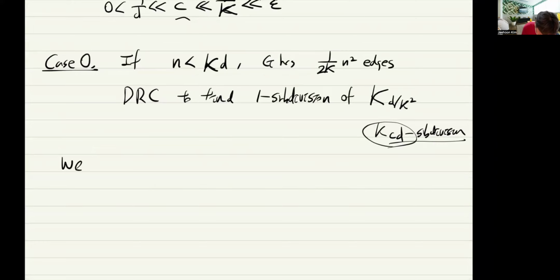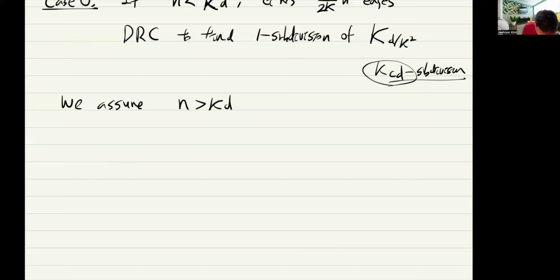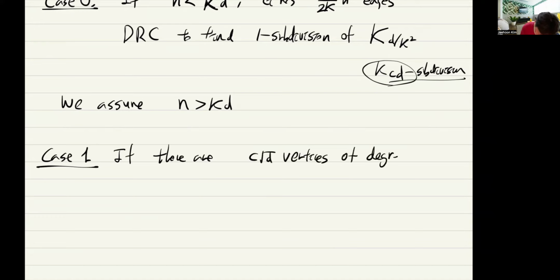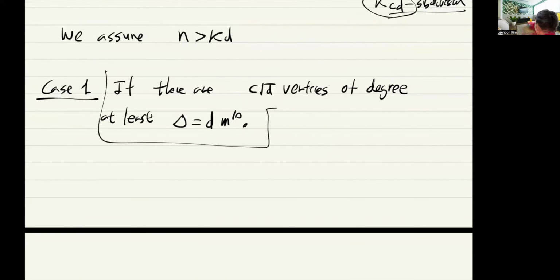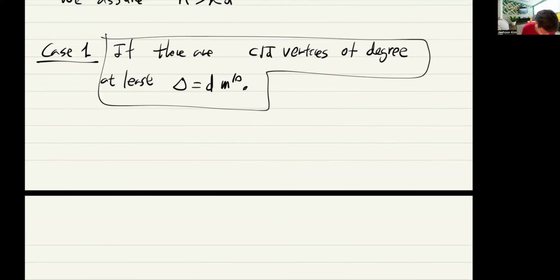So we assume n is bigger than kd. And let's say case 1. If there are C times square root of D vertices of degree at least delta, which is D times M to the 10. This is a case. In such a case, things become easy. So let U1 to U C times square root of D be the vertices of high degree.